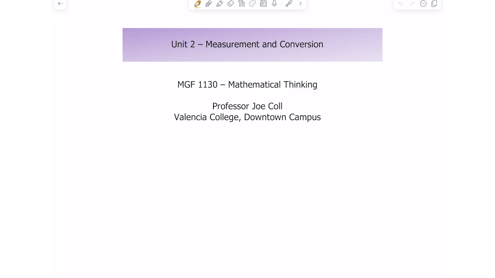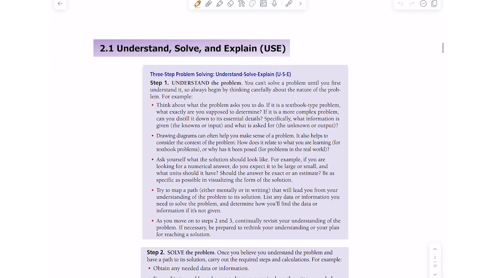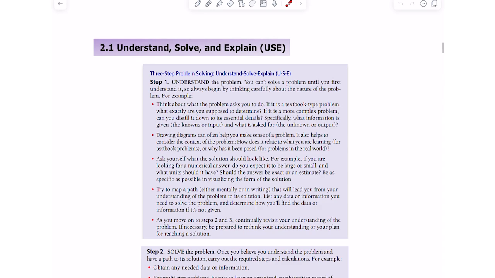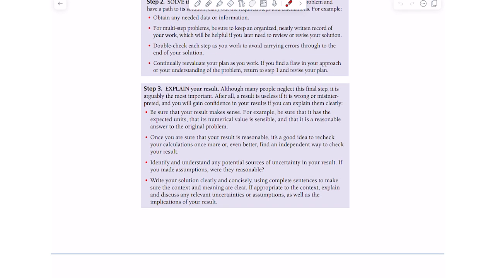Welcome to this video where we're going to look at measurement and conversion. In this section, we're going to apply some problem-solving strategies called USE, which is understand, solve, and explain. So anytime you're trying to solve some problems, we talked about in the previous chapter, Polya's four-step method. Here's another 3 steps that we can use when solving problems. The first one is to understand the problem, and the next step is to solve the problem, and then the third step is to explain your result.